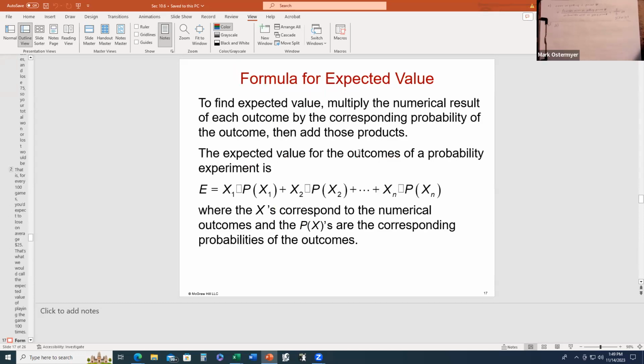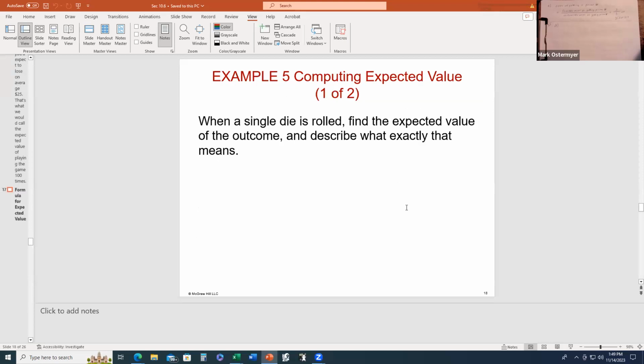All right, so how do we compute expected values? To find expected values, we simply multiply the numerical results of each outcome by the corresponding probability of that outcome, and then we add these products together. All right, let's try another example.